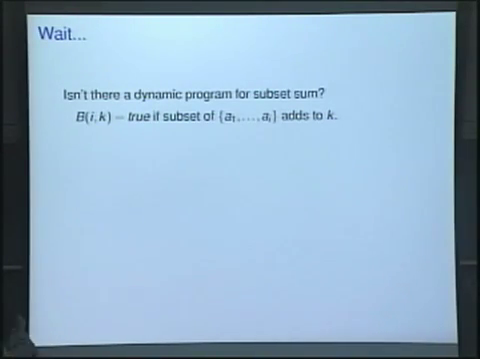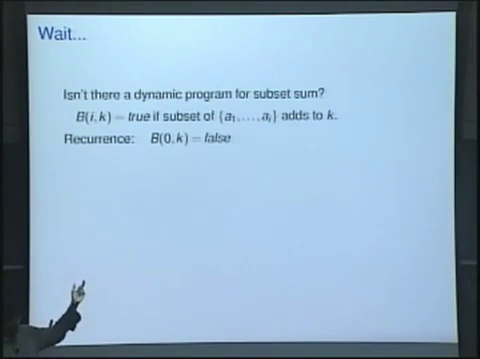So here's the dynamic program. You have a table, B(i, k) is true if a subset of A1 through Ai adds to k. This is one way to do it; there's probably a number of ways. So the recurrence is: with no items, you don't add up to any k, so B(0, k) is false. B(0, 0) should be true. Okay?